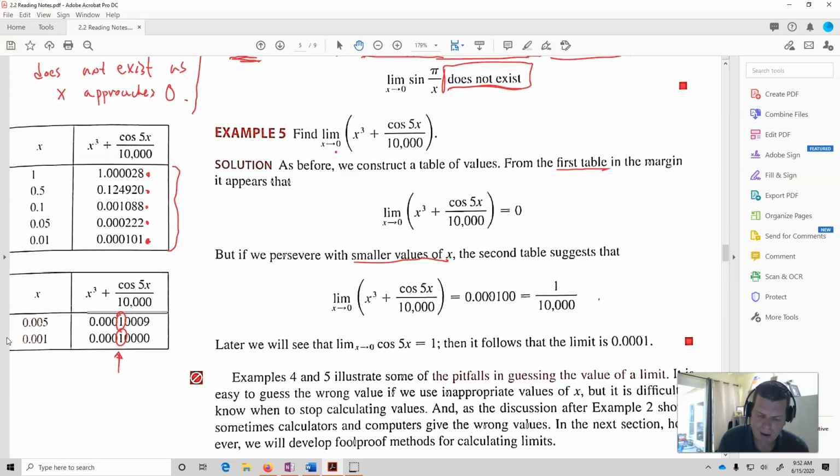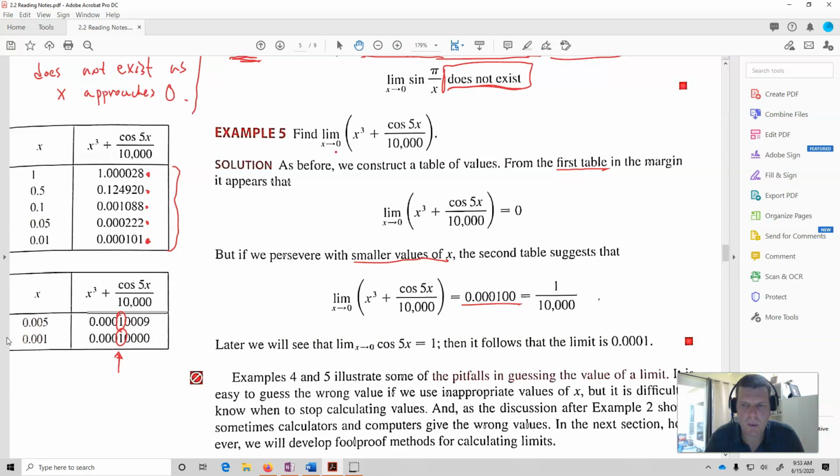So what I've got now is the limit as x approaches 0 of x cubed plus cosine 5x over 10,000. It looks like it's getting closer to 0.000100, and that equals 1 over 10,000. Later, we will see that the limit as x approaches 0 of cosine 5x equals 1. Then it follows that the limit is 0.0001. All right, so we'll look at that. So in this case, it's not that the limit does not exist.